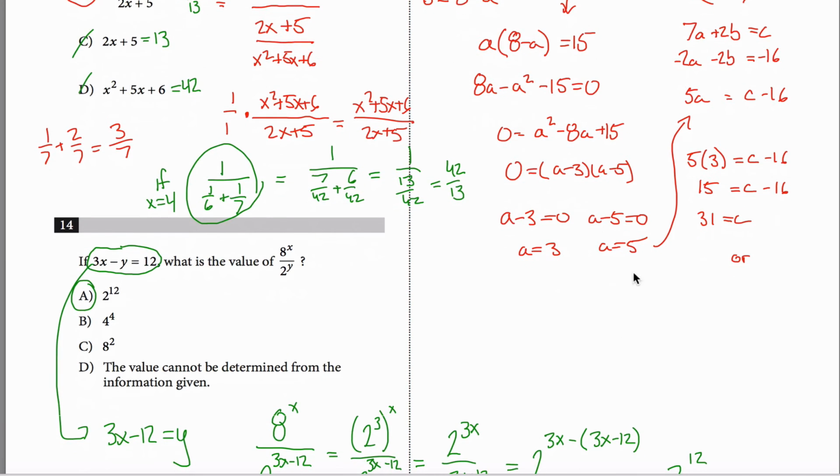But to prove that to you, I can take a equals 5 and plug that into this equation. 5 times 5 is equal to c minus 16. So 25 is c minus 16. Add 16 to both sides of the equation, and you get that c equals 41.